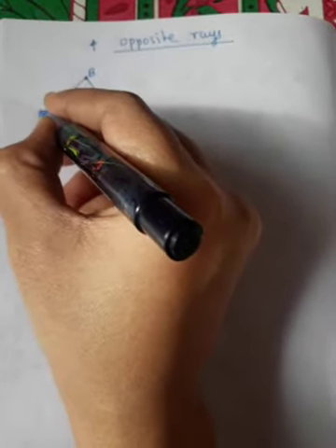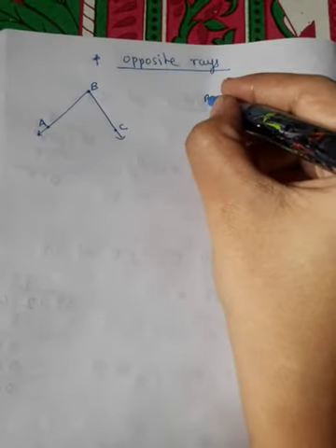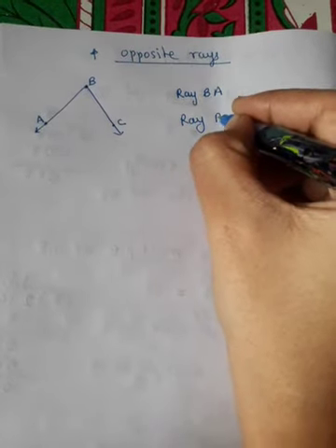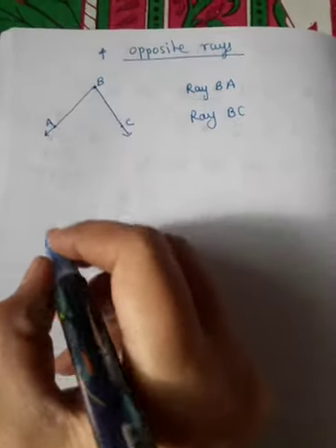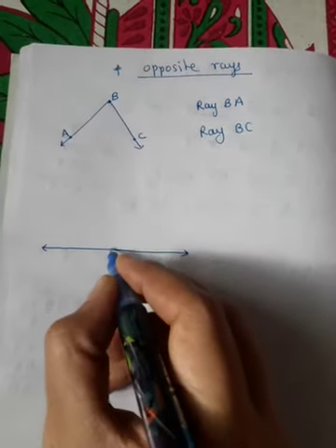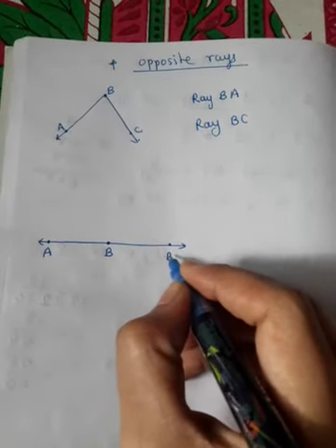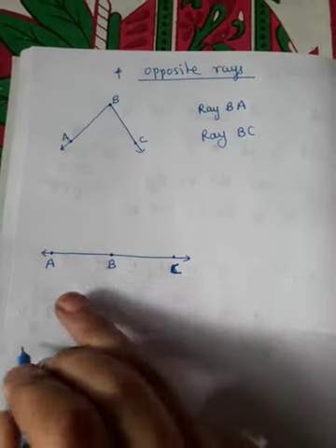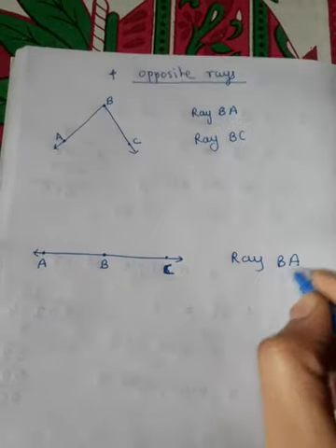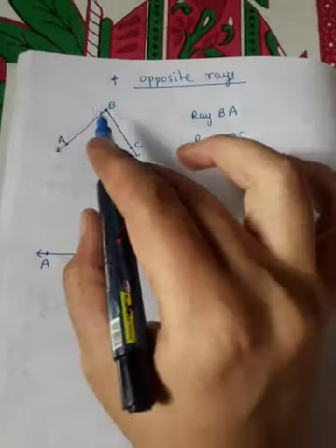You know about rays, okay? So in this figure there are two rays, ray BA and ray BC. Okay, now see the next figure. In this second figure there are also two rays, ray BA and ray BC. Okay, so here there are two rays.